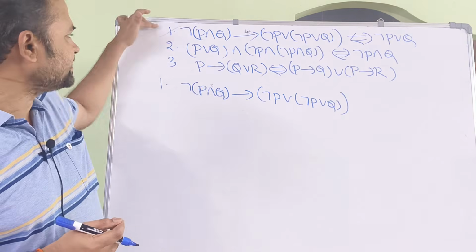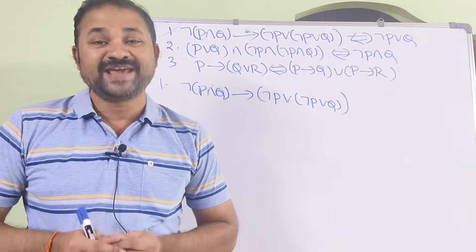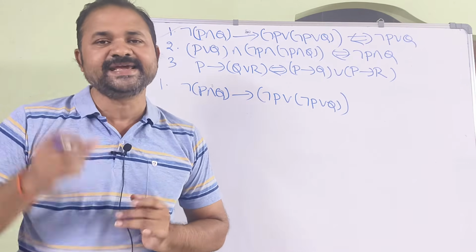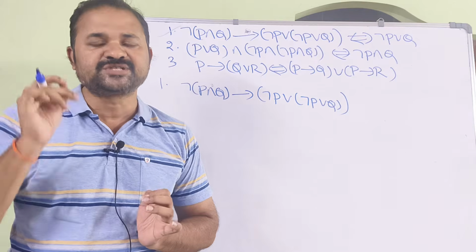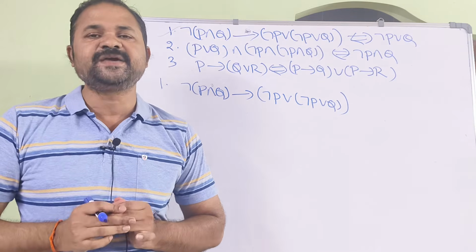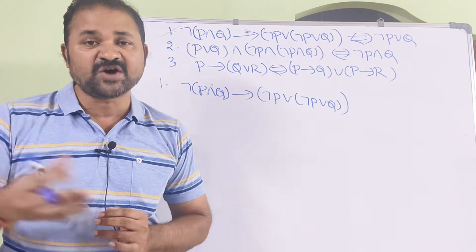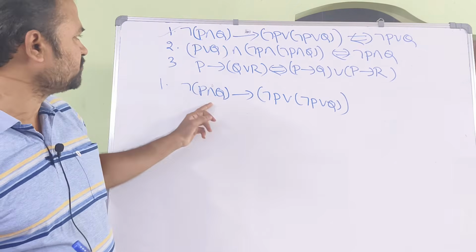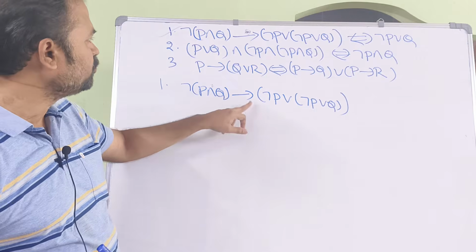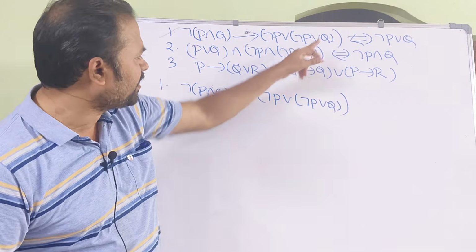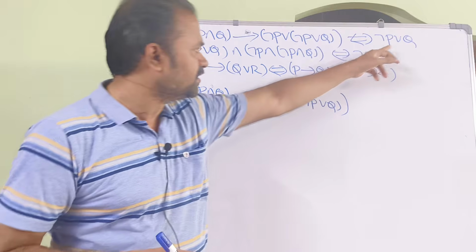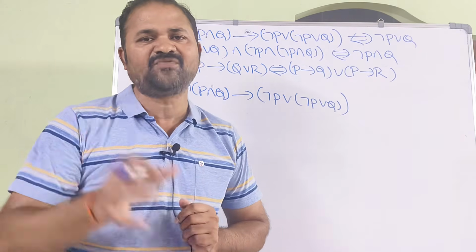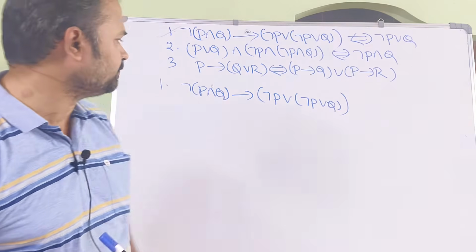Now let us discuss these three problems. We have to show these three problems are logically equivalent without using any truth table. That means we have to use laws of logic or equivalent formulas. Let us see the first problem: negation of (P and Q) implies negation P or Q is logically equivalent to negation P or Q. So with the help of laws, we have to prove them.